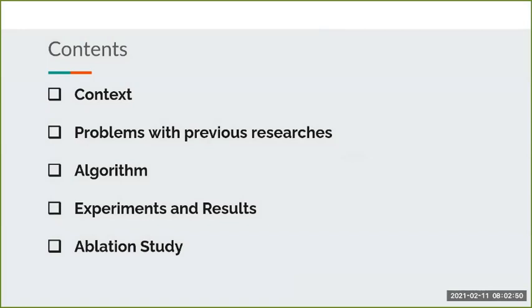So these are the contents that I want to go over today. First, the basic context of everything that has been discussed in the paper and some problems which these different research works had, which this paper tries to solve. Then the actual algorithm, the experiments that they run and the results, and finally the ablation study that they have conducted.